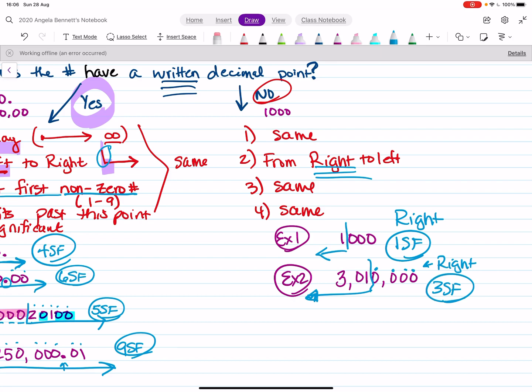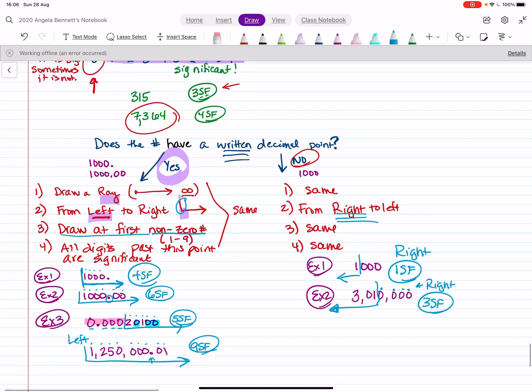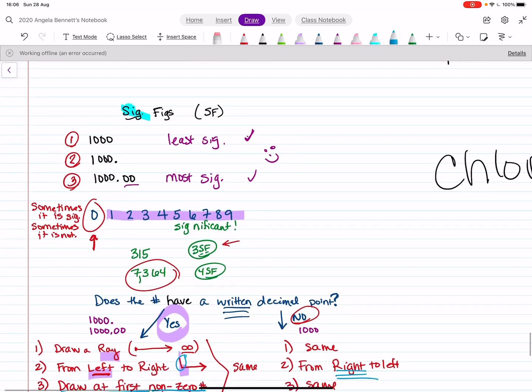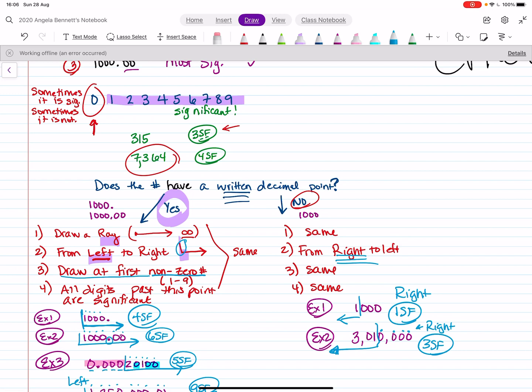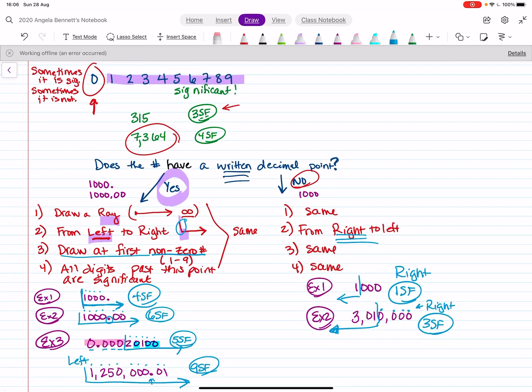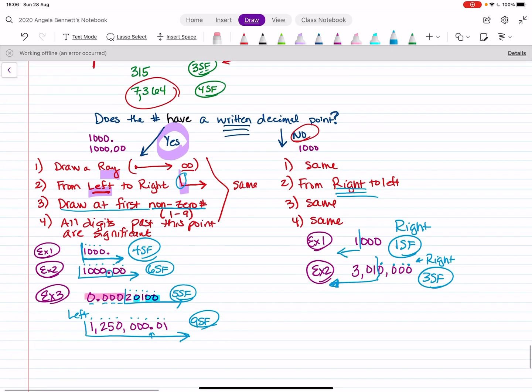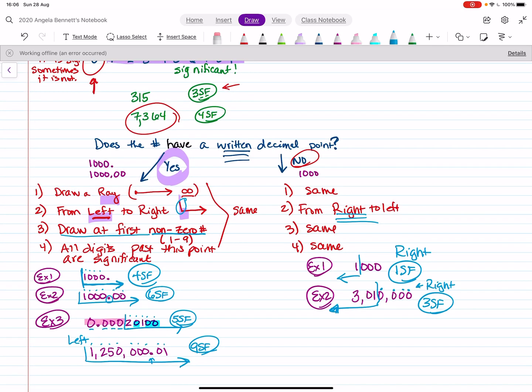Okay, so that's how I teach determining the number of sig figs in a number. So stay tuned, because after this, I will be making a video on how to use sig figs with math: add, subtract, multiply, divide. But this is just simply determining the number of sig figs.